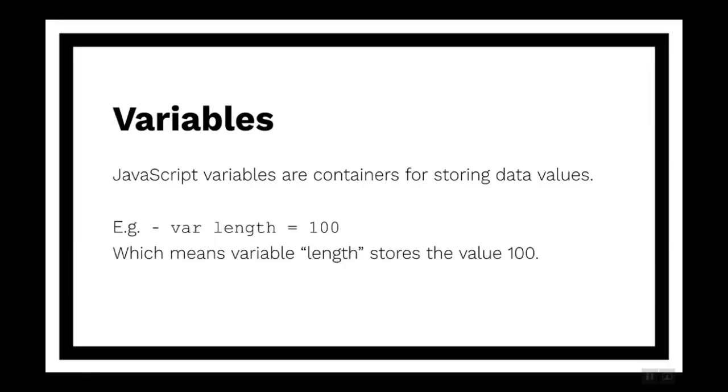Variables, again, are a basic programming concept. Variables are containers for storing your data values. In this case, for example, you have declared a variable length equal to 100. That means the variable length will store the value 100.